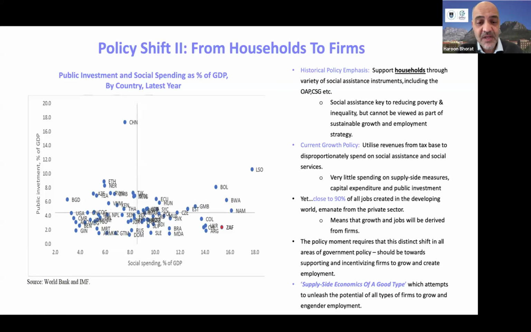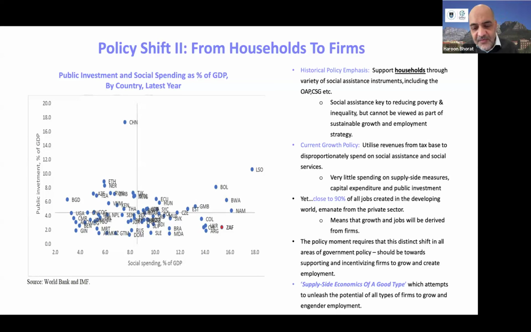What does it effectively mean? We are on the wrong growth trajectory in terms of pivoting the fiscus away from consumption expenditure towards capital expenditure. And of course, why do we keep on talking about capital expenditure? Well, capital expenditure is what goes to the supply side of the economy. So the supply side of the economy is where firms sit, right? That's our firms across all.